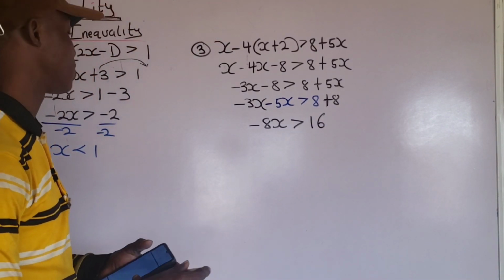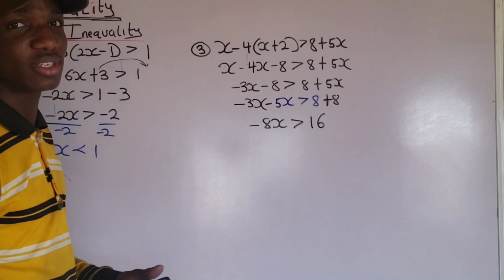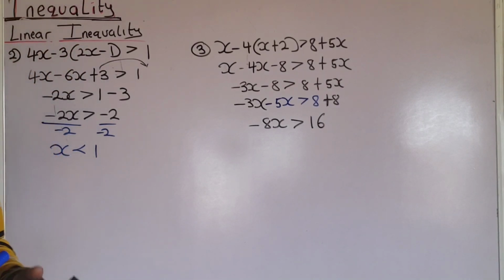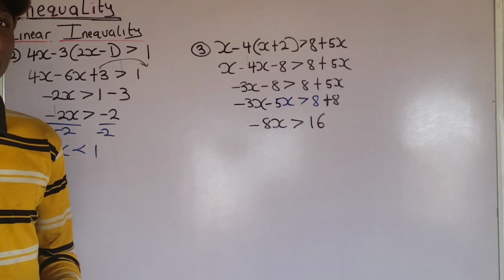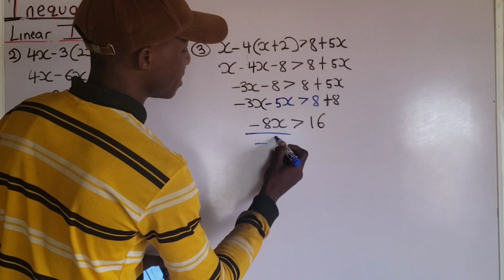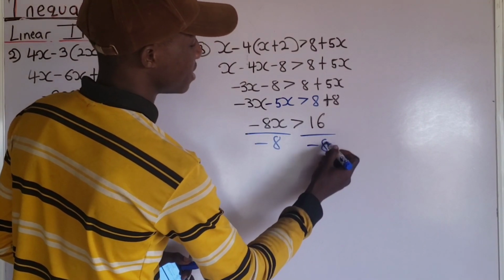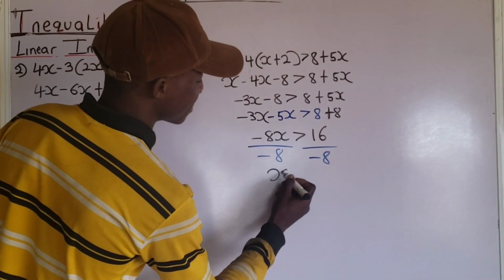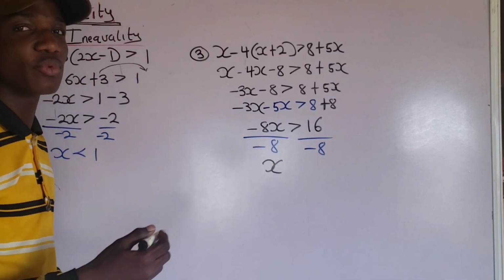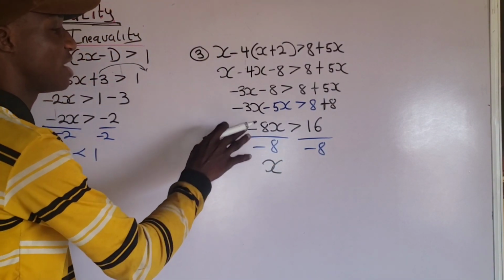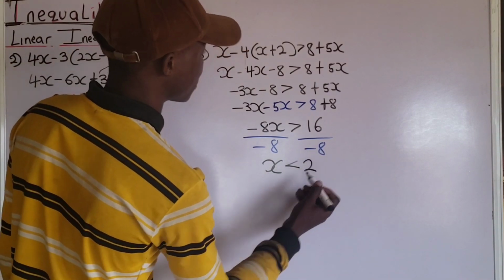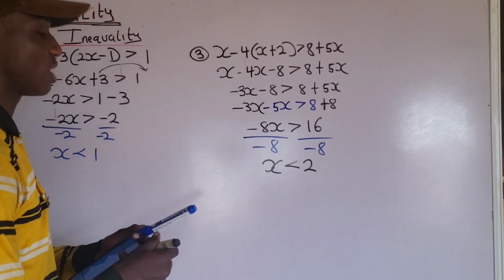Now, from this point, we're going to divide both sides by negative 8. You understand? And I told you, anytime you are dividing by a negative number, the inequality sign will be reversed. Did you understand? So here I'm going to have this divided by negative 8 and this divided by negative 8. I'm going to have x is, now because I'm having greater than sign, the inequality sign will be reversed, and the reason is because we are dividing by a negative sign. So I'm going to have x is less than 2. You understand? So that is the solution to that question.